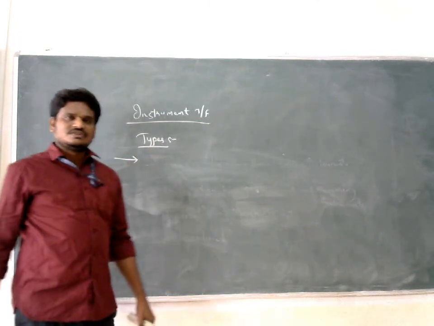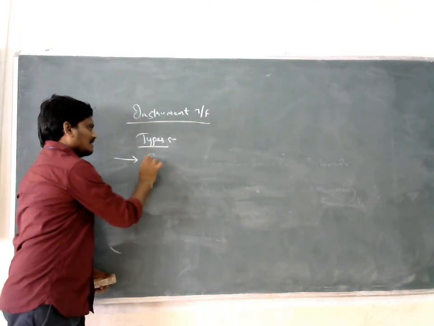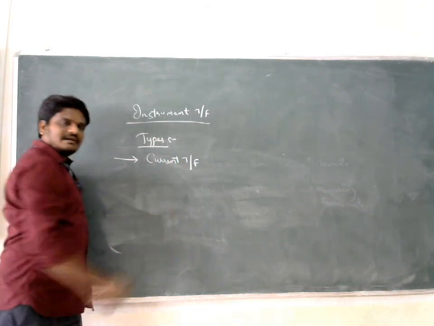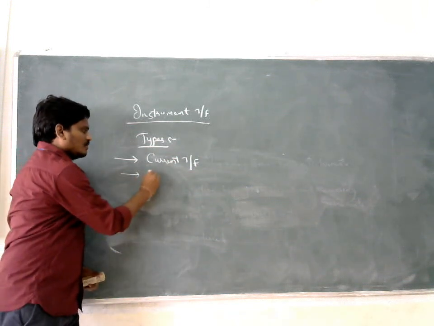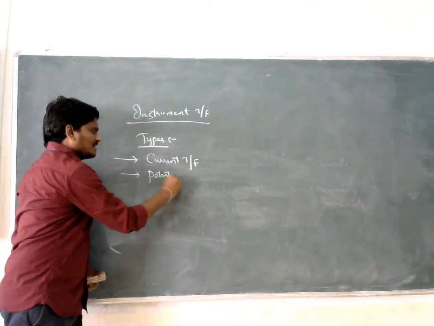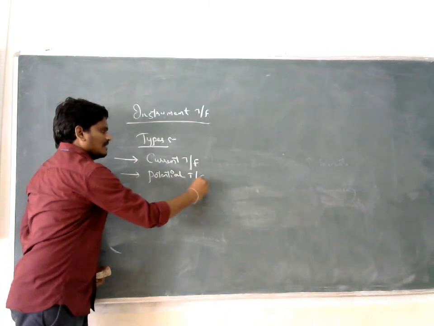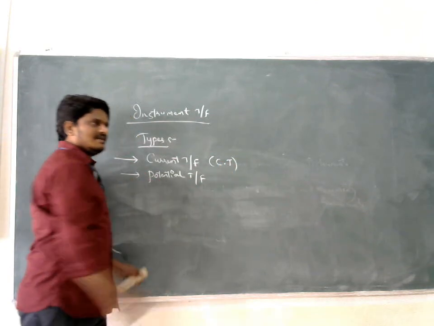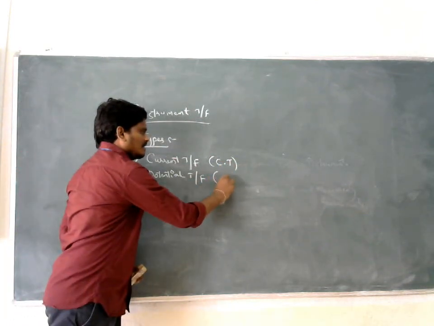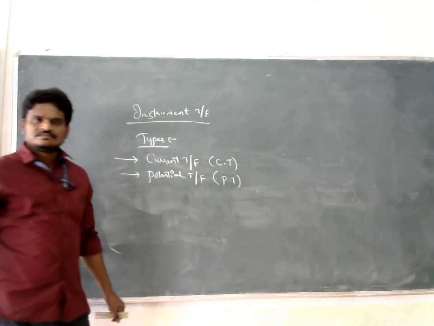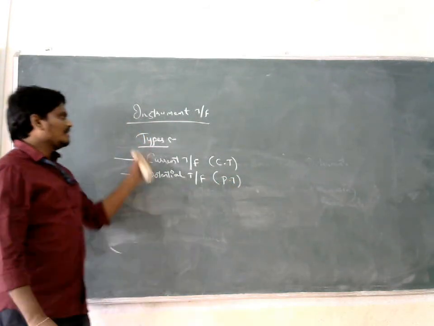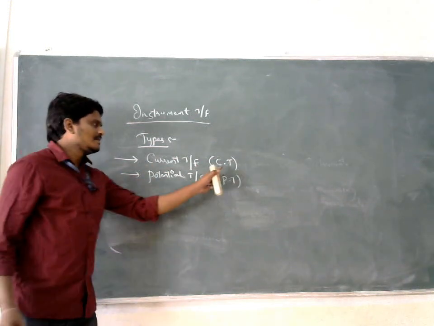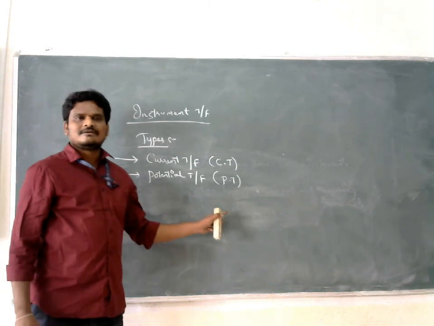There are 2 types of instrument transformers. The first one is current transformer, and the second one is potential transformer. The current transformer in abbreviated form is given as CT and the potential transformer in abbreviation form is given as PT. Instrument transformers are classified into 2 types: current transformer CT and potential transformer PT.